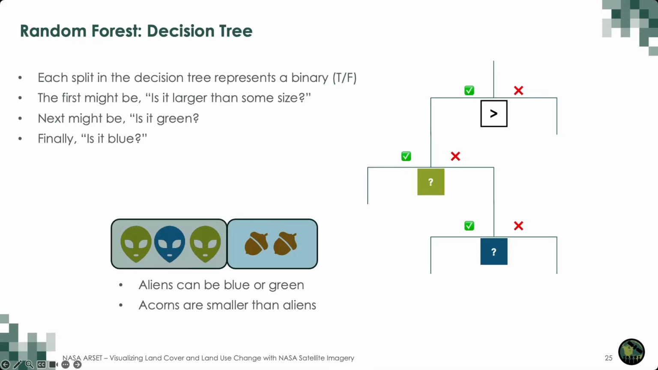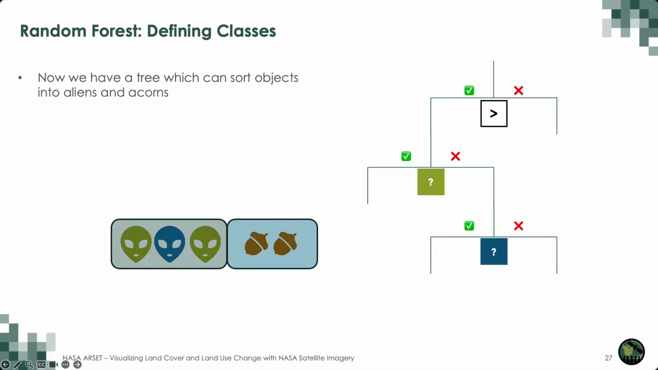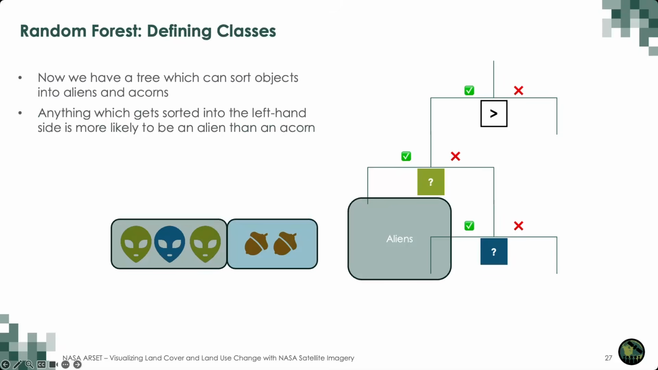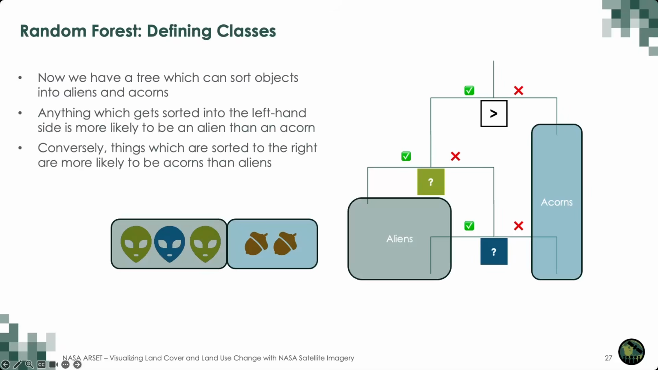Note that we didn't tell the model to make these splits. The random forest model actually makes hundreds of decision trees, each of which is the result of leaving out a random set of variables and observations, but for demonstration purposes, we're only going to consider the single tree where we're using all of the variables and all of the observations. So we've built a decision tree that describes a series of questions which we can answer to sort objects. Any object sorted into the left-hand side is more likely to be an alien, and any objects sorted into the right-hand side are more likely to be acorns.